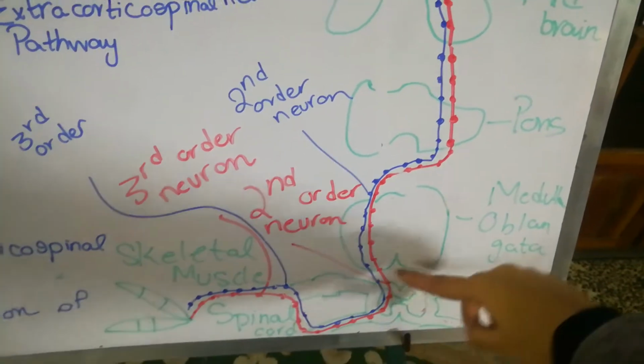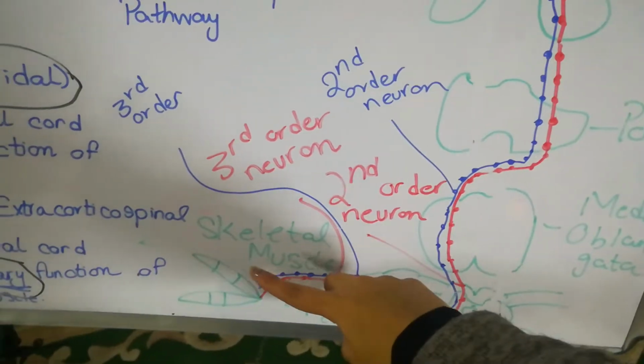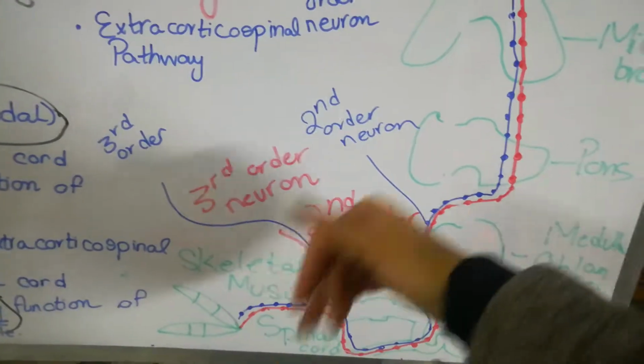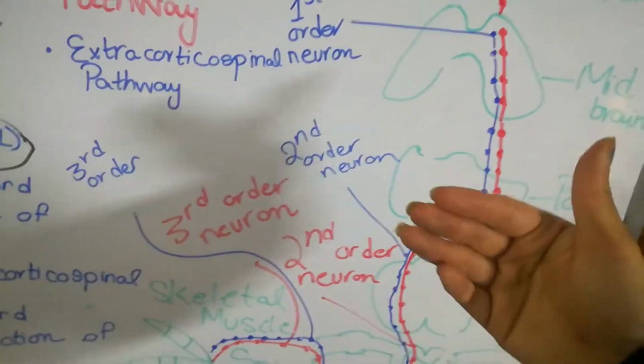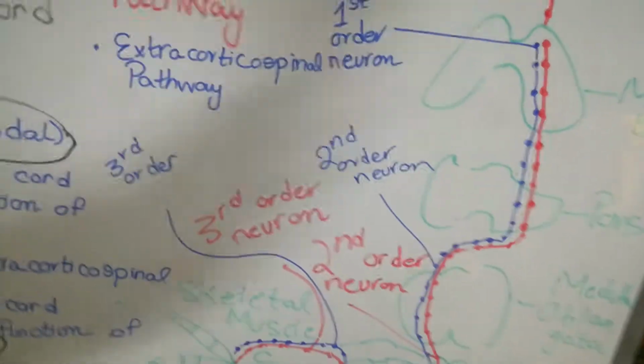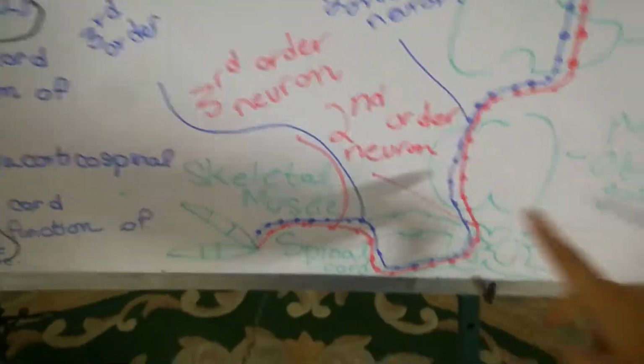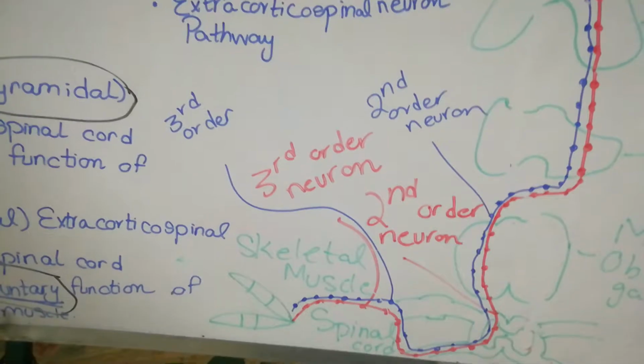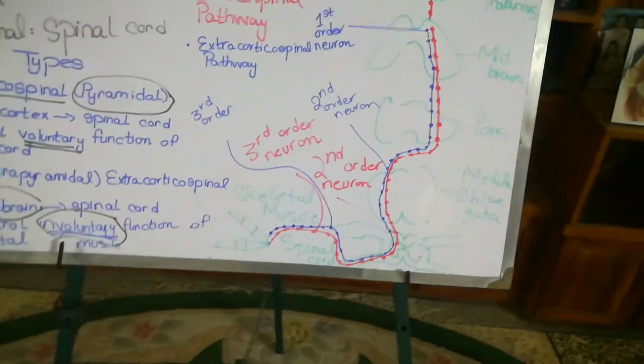After the spinal cord, it leaves the spinal cord to reach the effector organ and causes movement, either contraction or relaxation, but not under our control. We do not control its contraction or relaxation. Fine? And then it becomes the third order neuron. So that was all about this pathway.